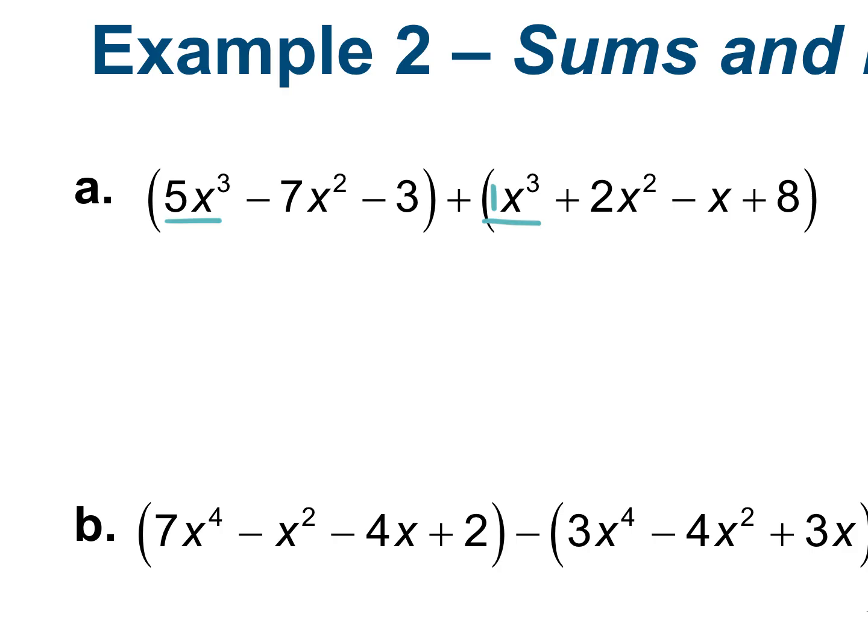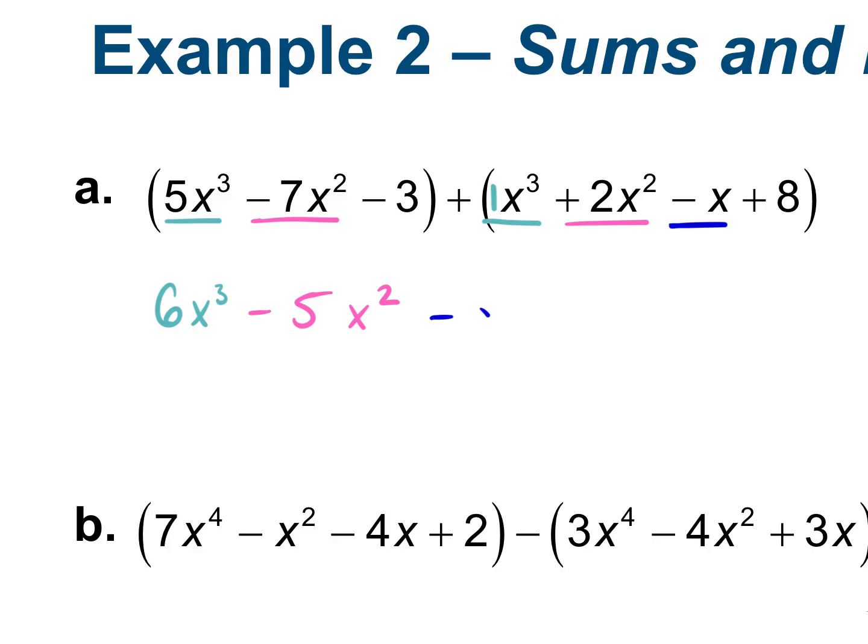So 5 plus 1 would be 6x to the 3rd power. So the degree stays the same. We just add the coefficients. We're adding the number out front. Then we have -7x squared plus 2x squared. What would we get here? -5x squared. Perfect.